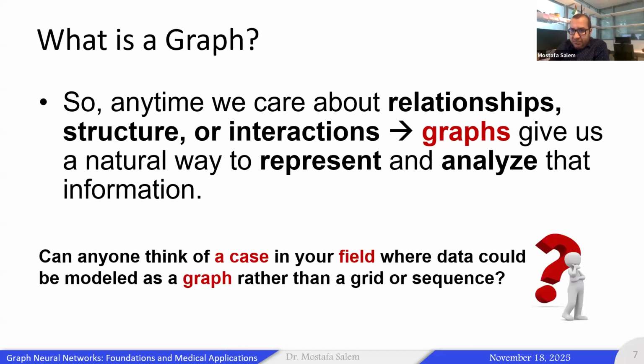I think you are coming from different fields. Can you think of a case in your field where data could be modeled as a graph rather than a grid or a sequence? Okay, we can leave this to the end of the lecture, so you can think of an example in your domain where you can use graphs and graph data.